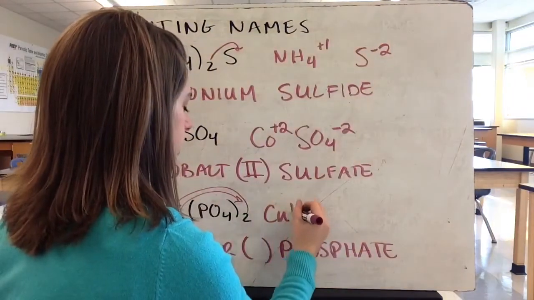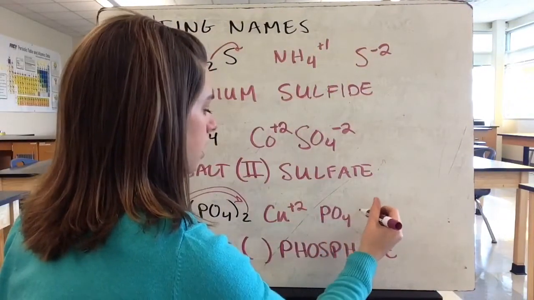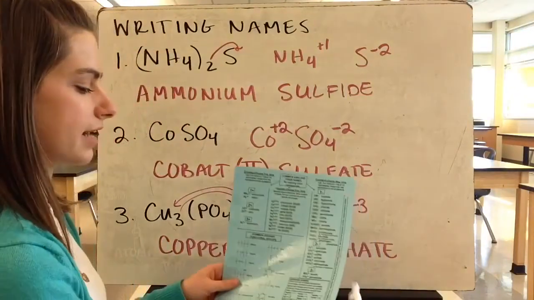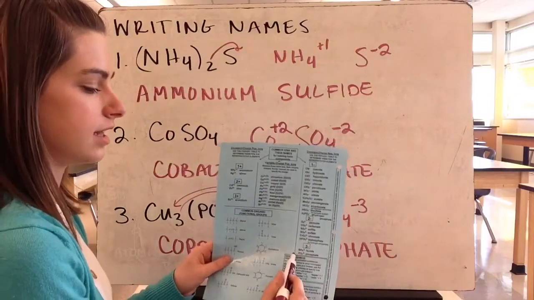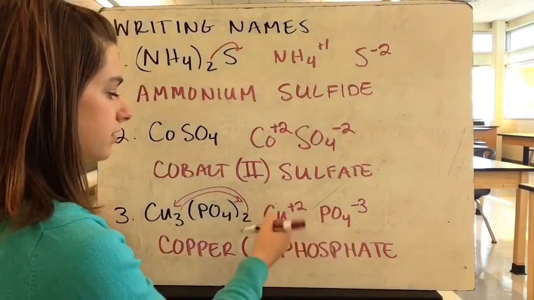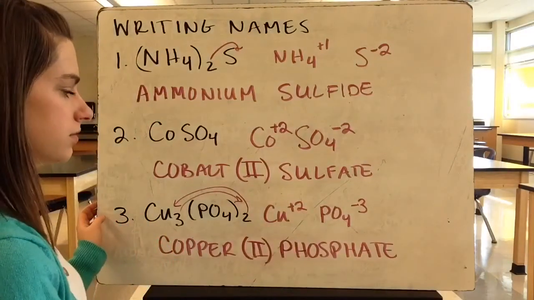So that would get us a copper with a +2 charge and PO4, our phosphate, with a -3 charge. Now, if we refer back to our periodic table, the back of it says that phosphate has a -3 charge, which is what we predicted. Therefore, copper must have the +2 charge.